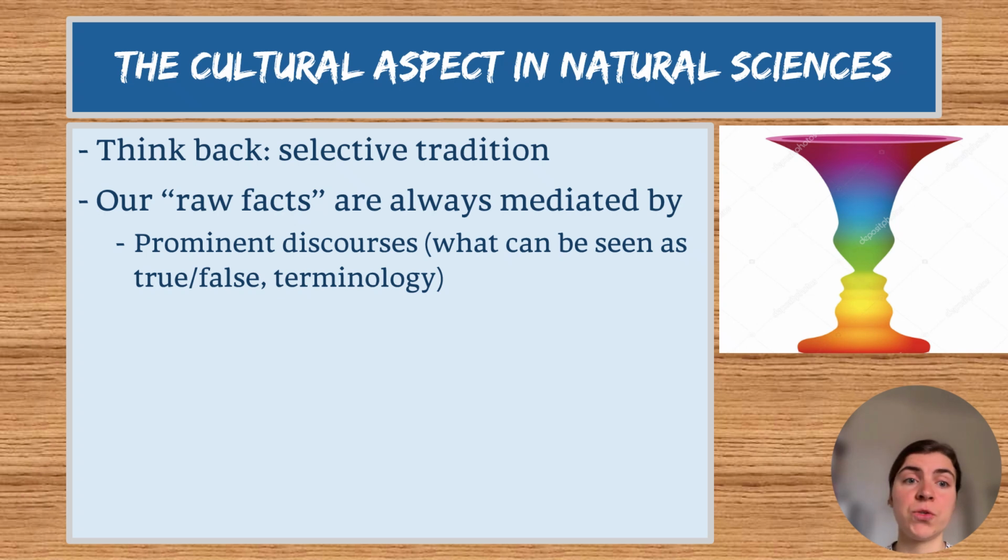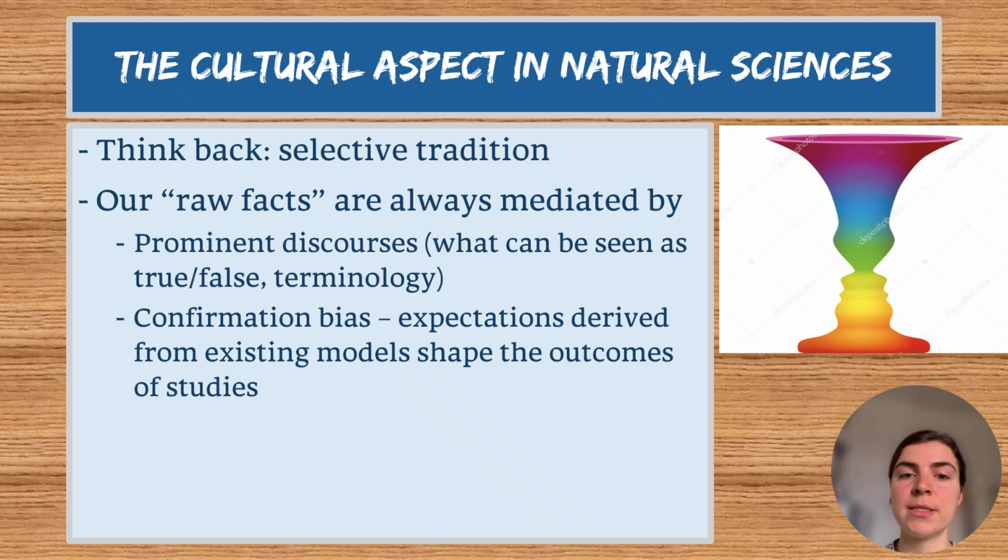So what can be seen as true or false at a certain time, also the terminology that is used. These are prominent and sometimes hegemonic discourses. So these raw facts and scientific truths would be somewhat related to certain perspectives and not be this is the ultimate truth. Also by confirmation bias. This means that expectations derived from existing models. So if I have a certain idea about what is something supposed to look like, what is my expectation, and this shapes the outcomes of studies because I will be very, very likely to look at what I expect rather than what is the unknown. I do not have an objective thinking and objective research.